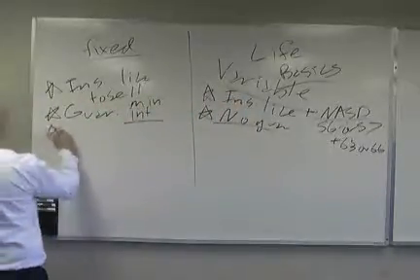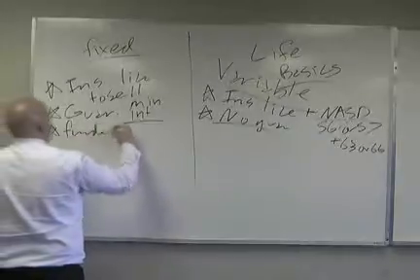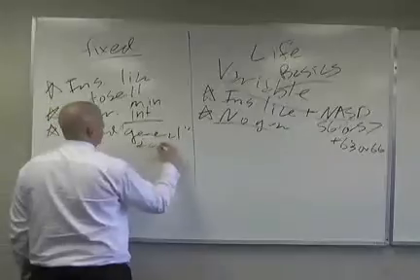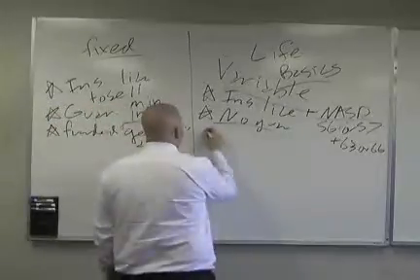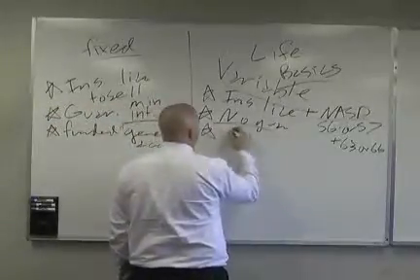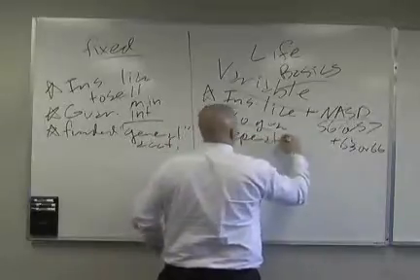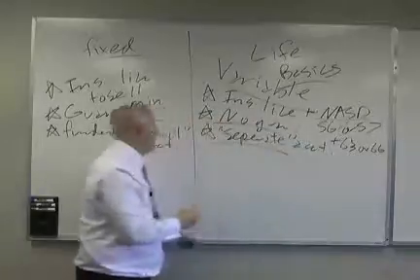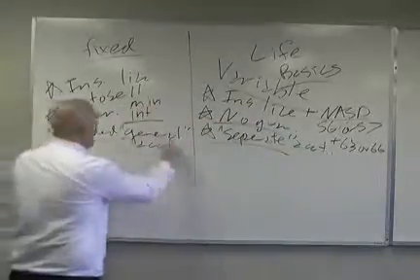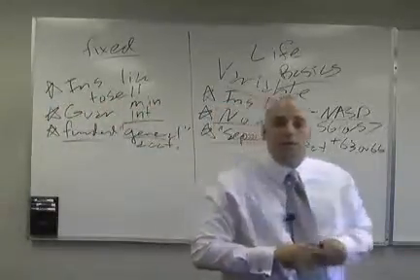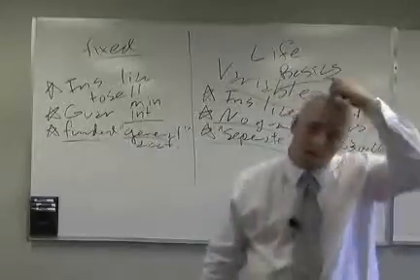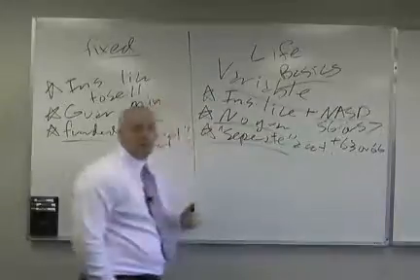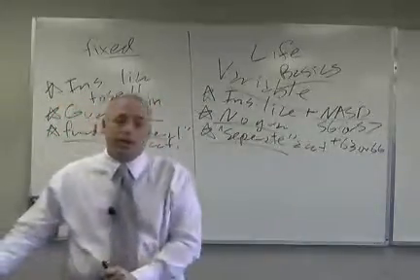Now back over here with fixed products, they are funded by the insurance company's general account. Over here with the variables, they are funded by the insurance company's separate account. So these terms are very important. General account, separate account. Fixed products are funded by the general account where they're more safely invested. With variables, insurance companies invest in a separate account where they're looking for a higher rate of return.